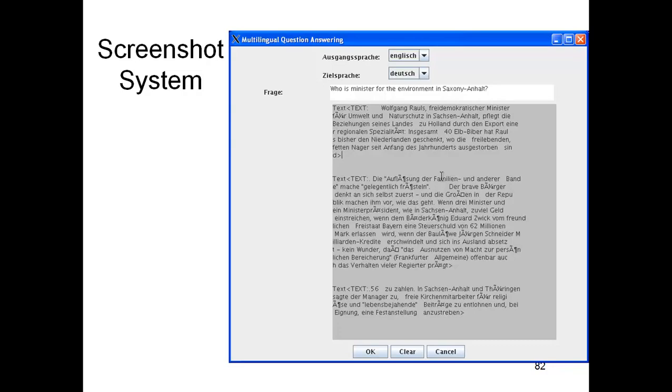Okay, we have here, for example, a result from a system, in this case cross-lingual, that goes from English and looks for German answers. Here the question was, who is Minister for Environment in Saxony-Anhalt? And it's not yet perfect, as we see. A sentence has been extracted, not only the real named entity.